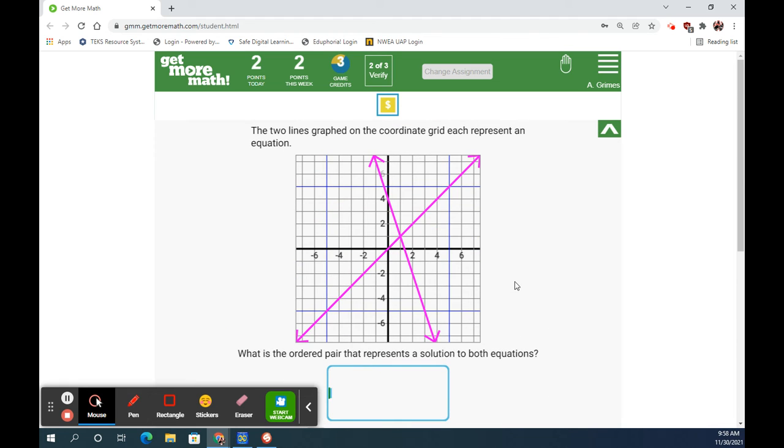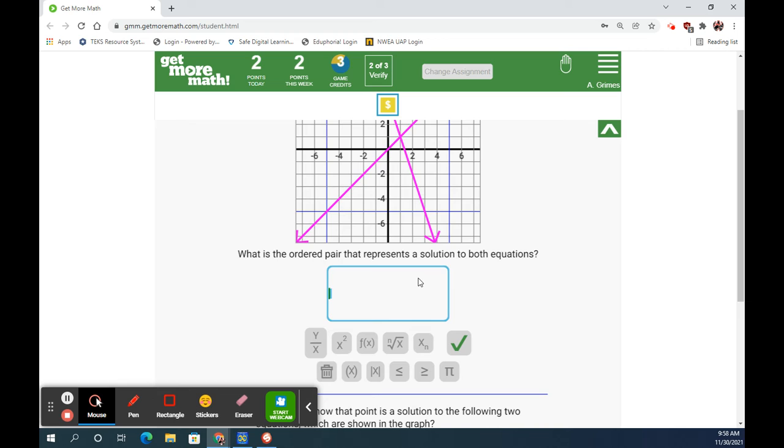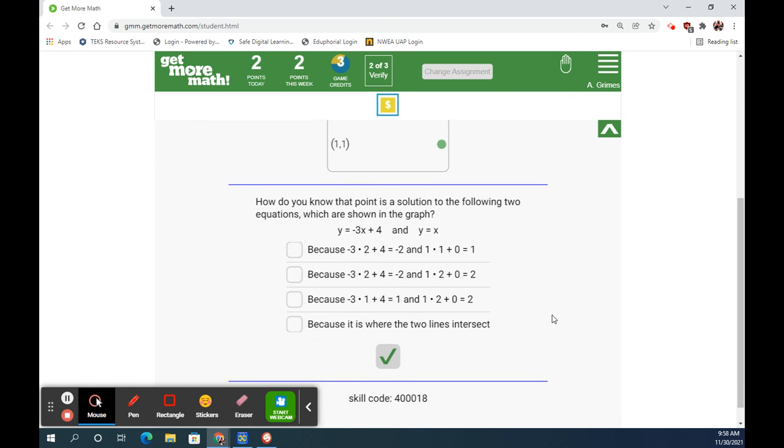All right. Here's the one you better watch out for. This intersects at 1, 1. So I put it in. Now I'm only going to say this once. You're not done with this one. How do you know that point is a solution to the following equations, which are shown on the graph? Here's the deal. Whenever you put in a 1, the x value, you should get the y value. So when you put in a 1, you should get a 1.